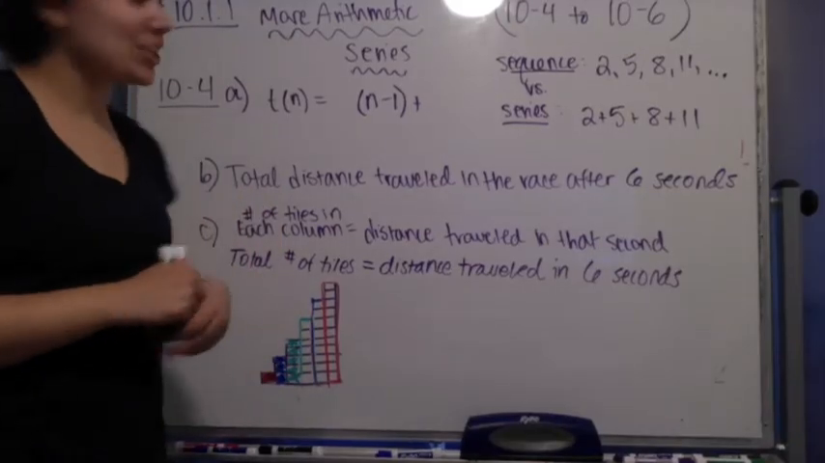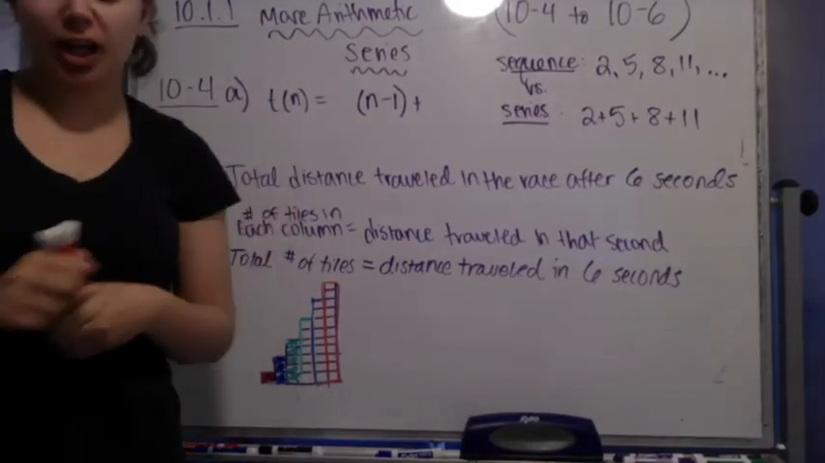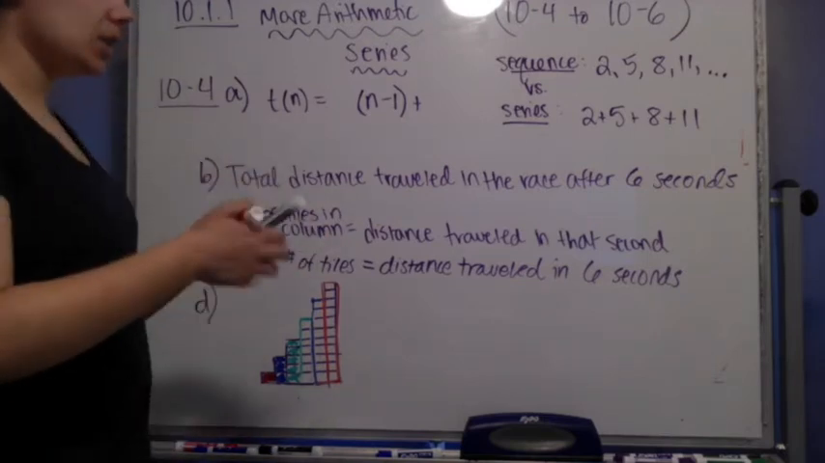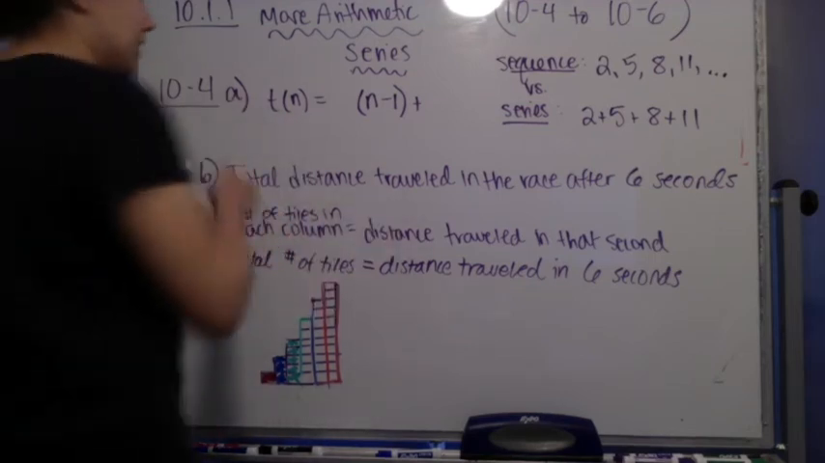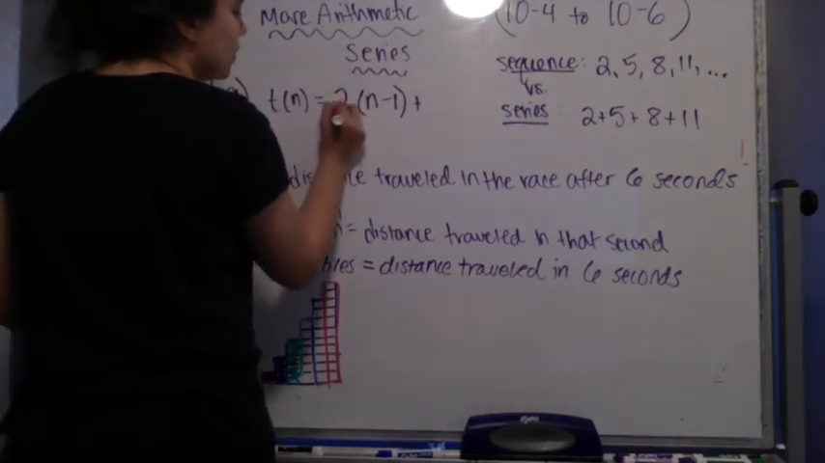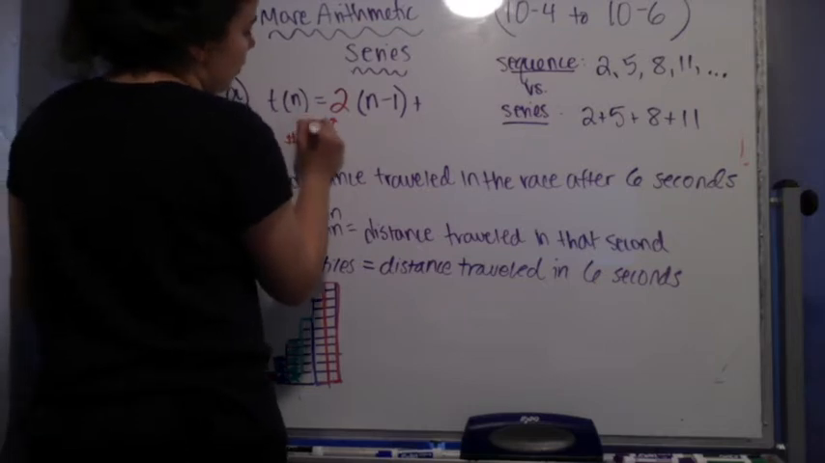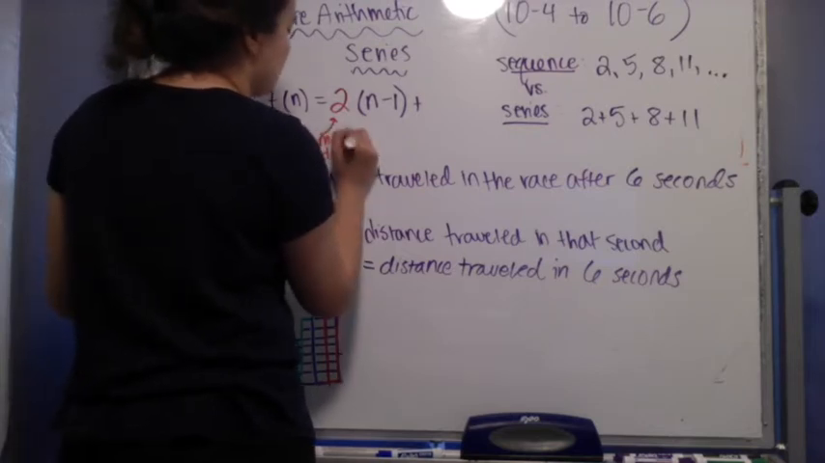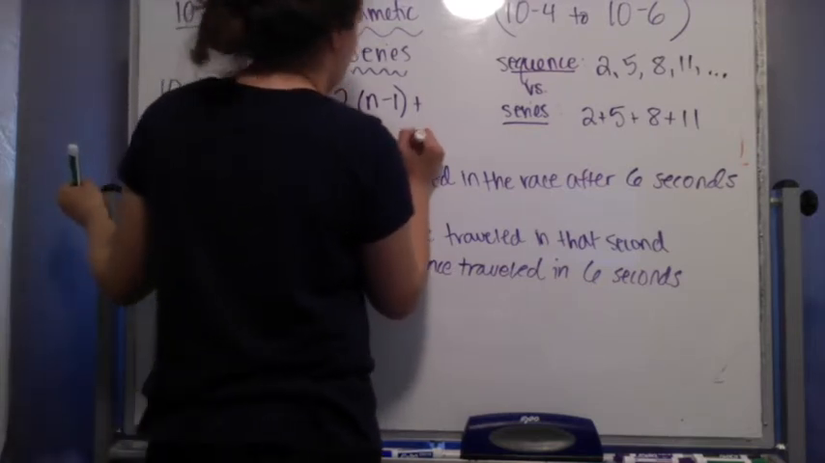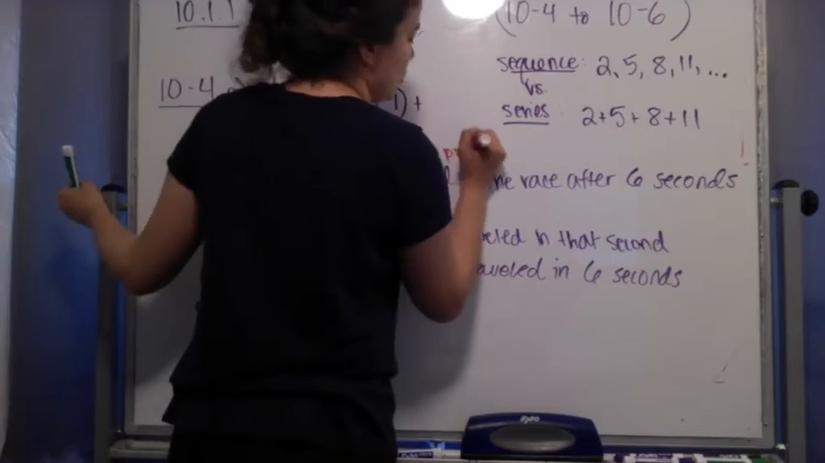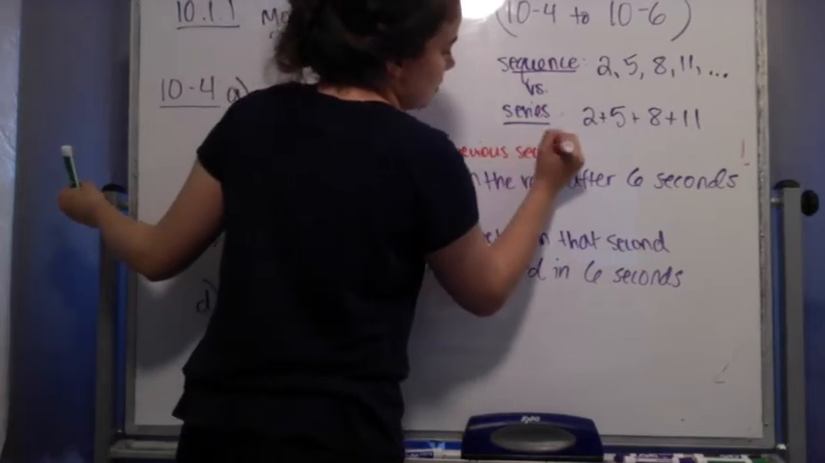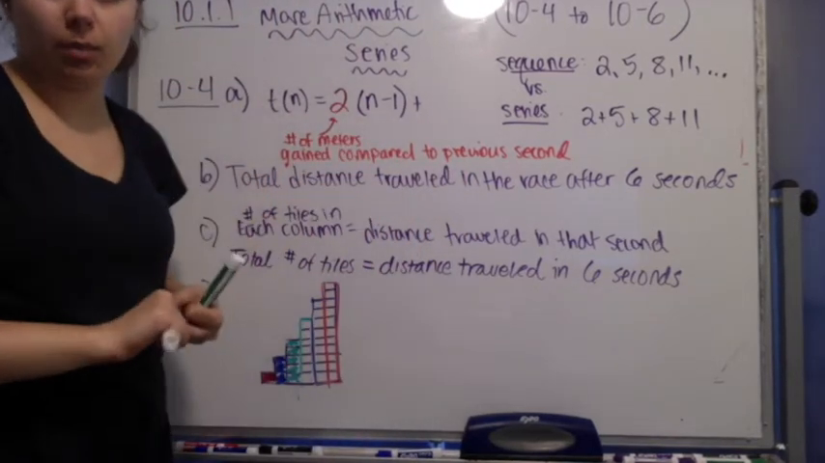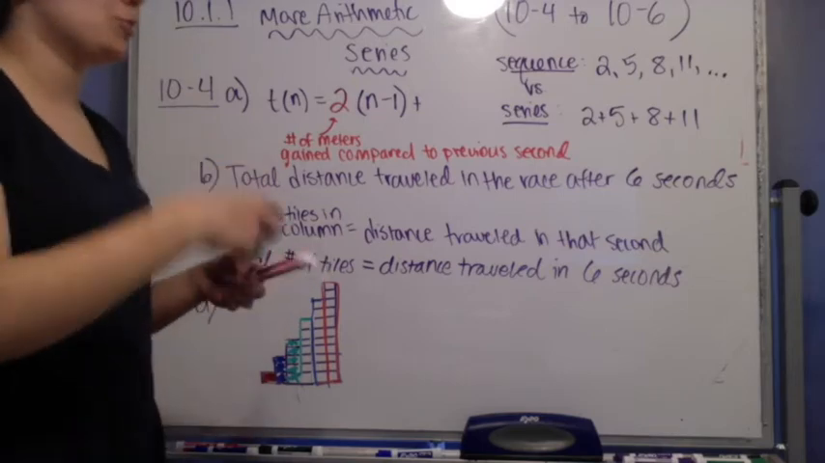Welcome back. So let's go over 10-4. Part A, you want to come up with an equation in first term form. So T of n is equal to the common difference, in this case, which is 2. And that is the number of meters gained compared to the previous second. So the amount of meters added between each second compared to the previous one.